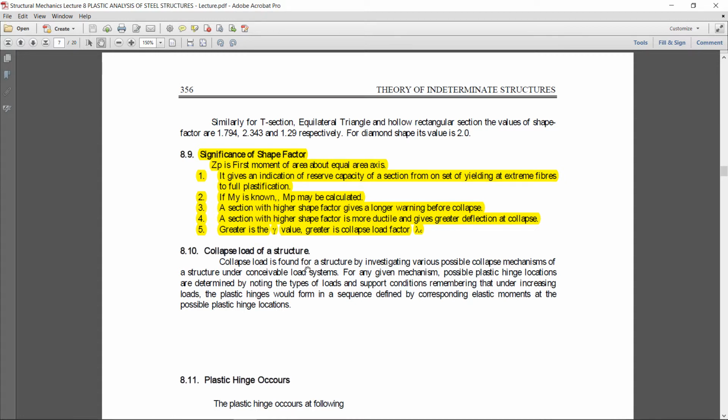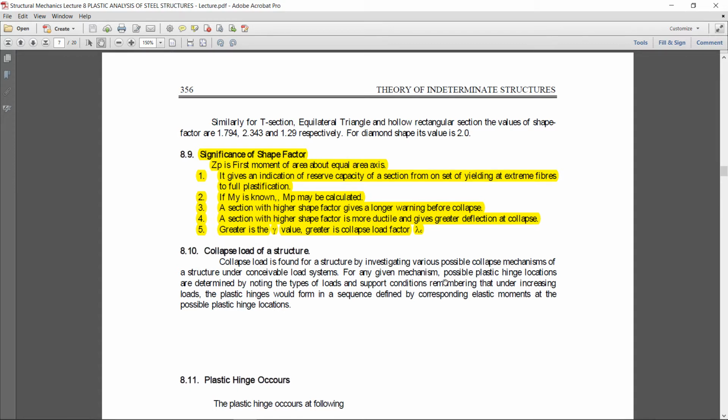Collapse load is found for a structure by investigating various possible collapse mechanisms of a structure under conceivable load systems. Means if in a system there is a point load and UDL, we will find multiple modes of failure. Means we will find the load which will cause the failure of the structure, the collapse load of the structure.